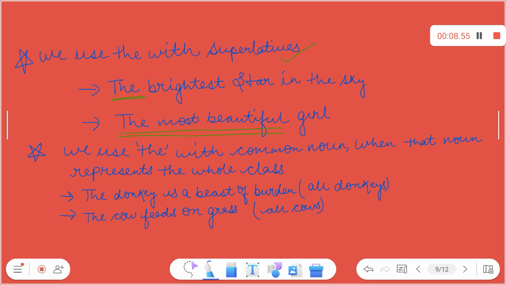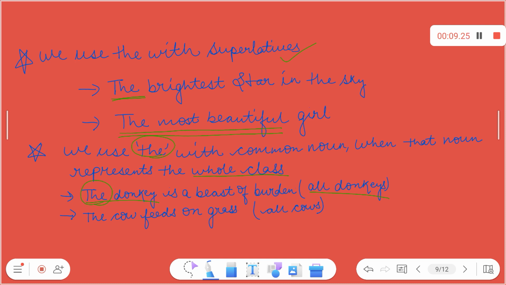Now we use "the" with a common noun when that noun represents the whole class. All of you know about proper noun and common noun. Whenever we talk about a common noun and that noun represents the whole class, we use "the" there. So when I say, the donkey is a beast of burden, that means I am talking about all donkeys, that complete class of donkeys. So I'll use "the" over here.